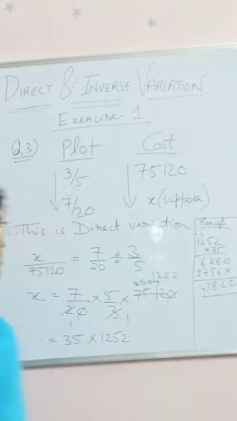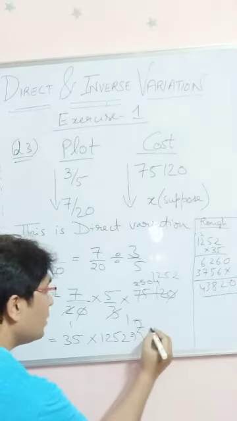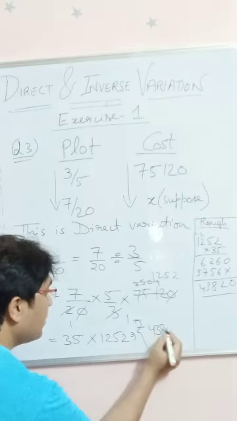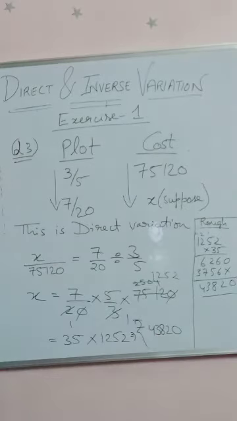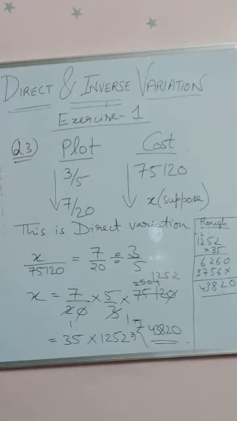So the final answer comes equal to rupees 43820. So this becomes my final answer. So the cost of the given amount of plot, that is 7/20, will come equal to rupees 43820. I believe you have understood it. And now we are going to proceed further with question number 5.